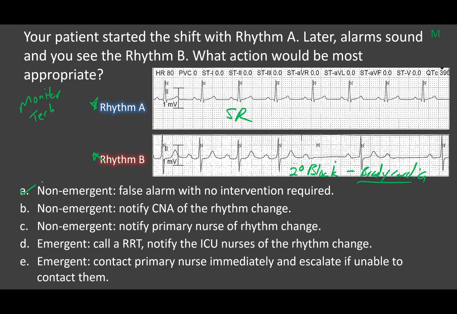It's not a false alarm, because we know that. Would we have the CNA evaluate a patient after a rhythm change like this? No, we wouldn't. So this really comes down to, do we call an RRT? Do we just notify the primary nurse? Or do we contact that nurse immediately and escalate if unable to contact? In this case, because this rhythm has such a potential to get very bad very quickly, I'm going to say that it's the emergent contact of that primary nurse and definitely escalate if unable to reach them.